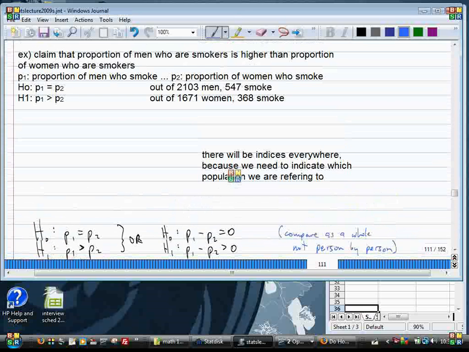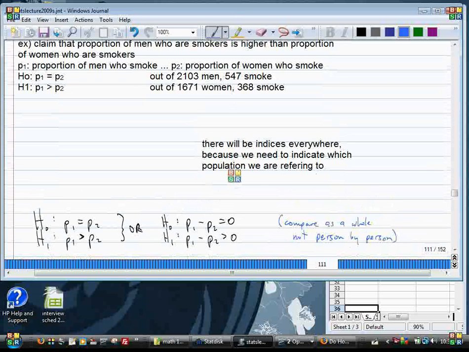So, okay. So let's see. So what are we going to need to do? Okay. Is there such a thing as a p hat? Not in this problem. What is this problem going to have? There's no p hat. There's no d hat. Remember, we do need a proportion for the sample, but which sample? P1 and P2. So we need a P1 hat and a P2 hat. Exactly.